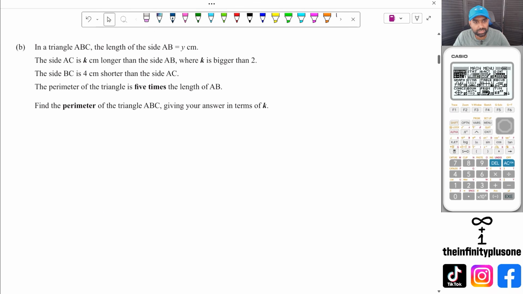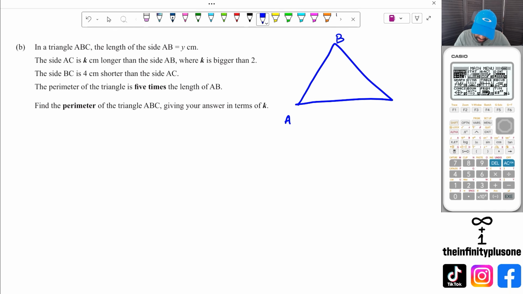So with approaching this question, what I'm going to do is draw the diagram first. I'm going to draw a rough little diagram, and that is ABC. The length of the side AB is y centimeters, so that's y. I'm going to do this part here first. So that's AB. Then I've got AC, which is this one here. That's k centimeters longer than AB. So I can write this as y plus k, where k is bigger than 2. Don't worry about that, just know that it's bigger than 2.